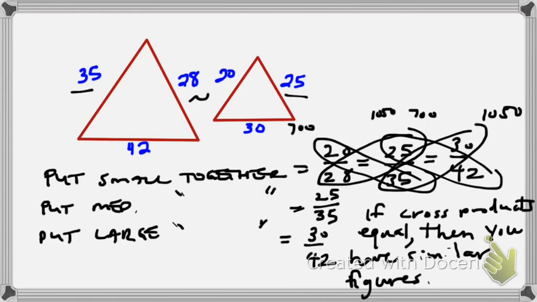Okay, and all three of them, I had to make sure that all of these equaled. So here I had 700 and 700, the first set, and then 1050 and 1050, that second set. As long as it goes like that in a series and they all equal, then you're going to have similar figures.